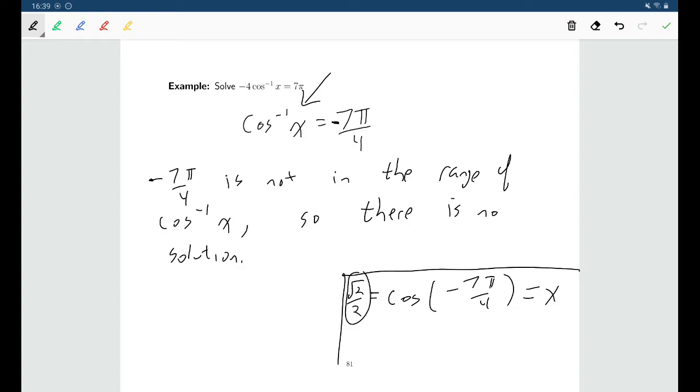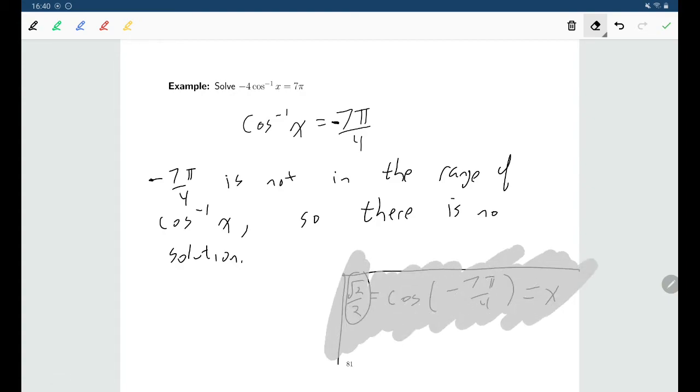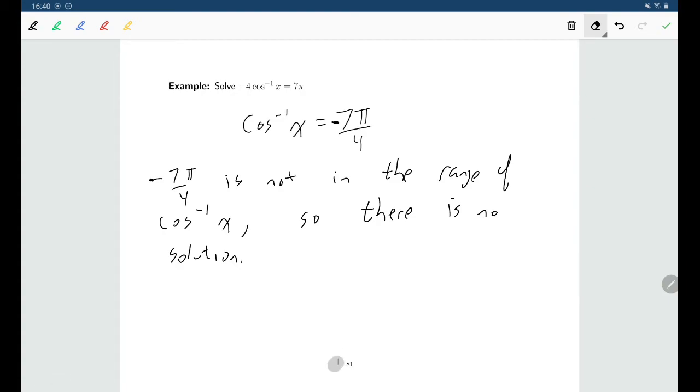Remember, again, it's the output for cosine inverse that's the restriction here. It can only be between 0 and pi, and so if you have an output that's supposed to be outside of that range, then that means that there's no solution. So for this problem, no solution for x.